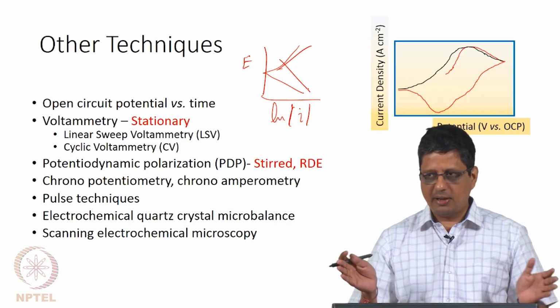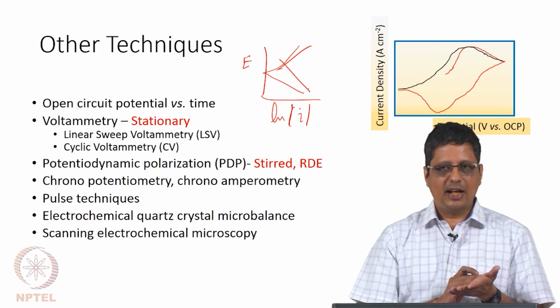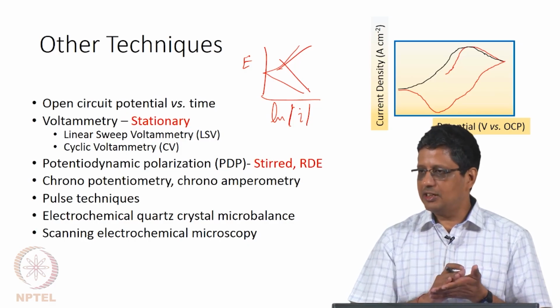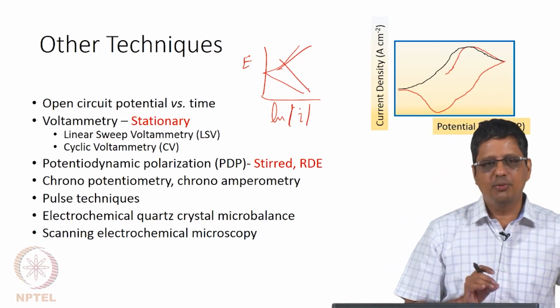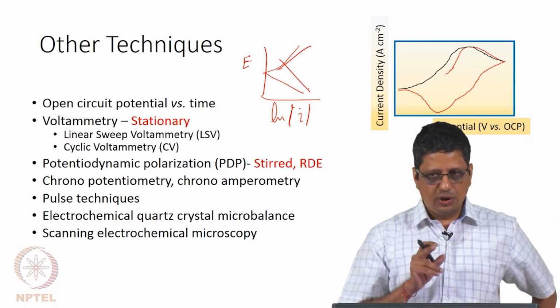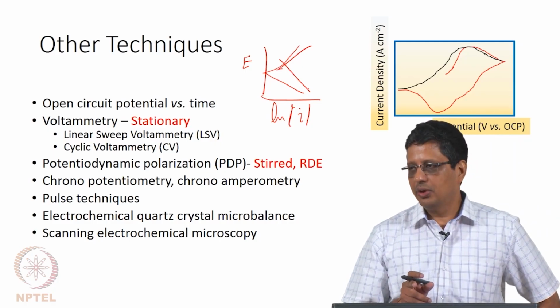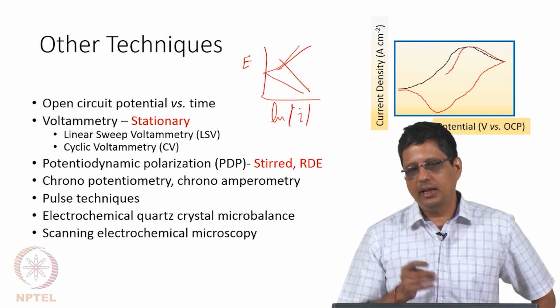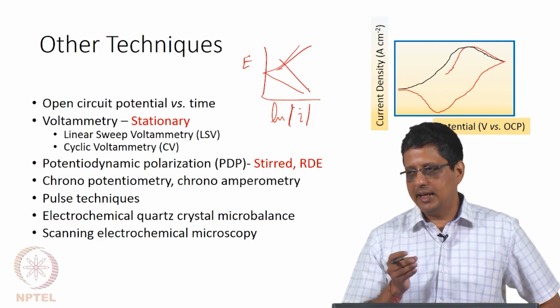If you want to do the experiment fast, have a large scan rate, yes, it will run fast, but the results you get will have contribution from double layer capacitance. So, you should run it at a slow scan rate. What is slow? Typically, it is 1 millivolt per second or less than that.